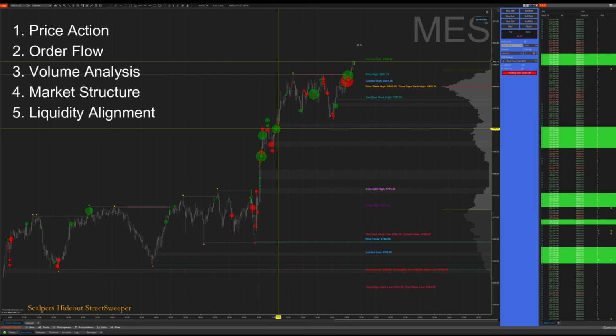All right, so that brings us to the final portion of this indicator, which is going to be a combination of items number two and number five, which is order flow and liquidity alignment. This is the most powerful part of this indicator, although none of these things are enough on their own, but together they make a beautiful system. They tell the story of price action. They tell the story of what the market is delivering to you today.